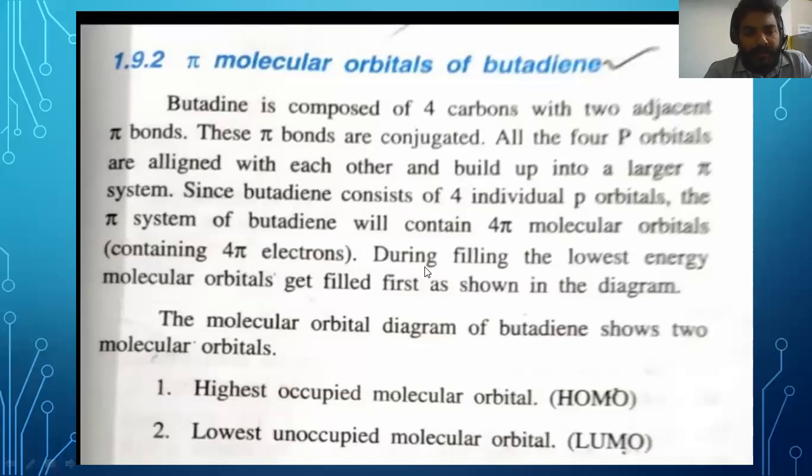During filling, the lowest energy molecular orbital gets filled first, then the next highest energy levels. We already discussed this in the MOT rules. Where do the electrons settle down? In the lower energy orbital first. After filling the lower orbitals, we go to the next level, which means higher energy: 1, 2, 3, 4, 5, from down to up. As the energy level increases, the stability decreases. That's a very important point.